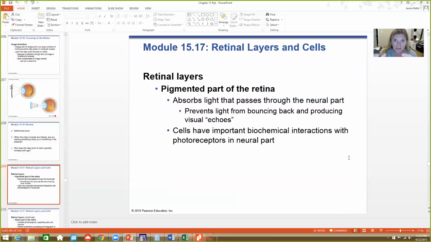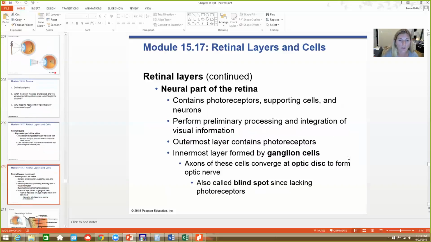And that's what this pigmented layer is. This pigmented layer is meant to absorb the light. So light comes back and it hits this pigmented layer, this layer that's very darkly pigmented, and it's absorbed, right? The color black absorbs light, the color white reflects light. So this retinal layer in the back of our eye that's pigmented is very dark in color to absorb all of the light coming in. Our cells have very important biochemical interactions with that photoreceptor part, and we're going to learn all about that in a few minutes. So pigmented layer.